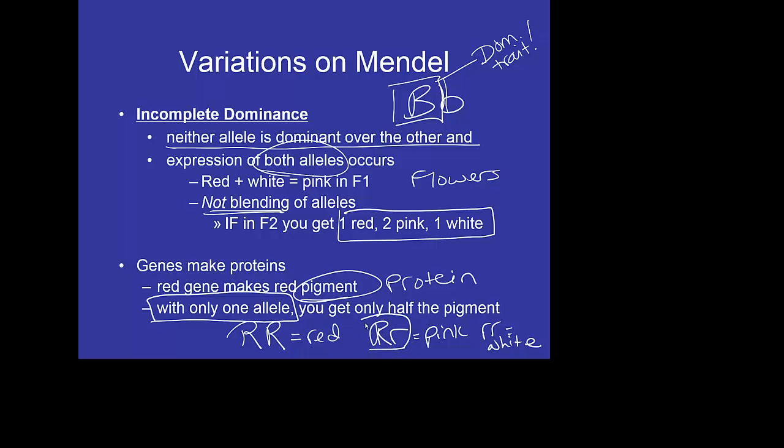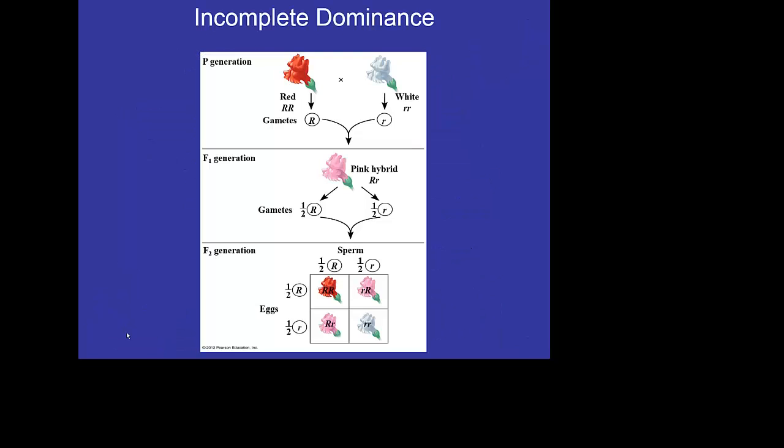Why is big R, little r giving us pink and not red as we would predict? With one, think about this as concentration. With one big R versus two big R's, you're getting half the protein that you get with big R, big R. So pink is not so much a blending of red and white, and it is not a blending of red and white in genetics. It is half as much protein.